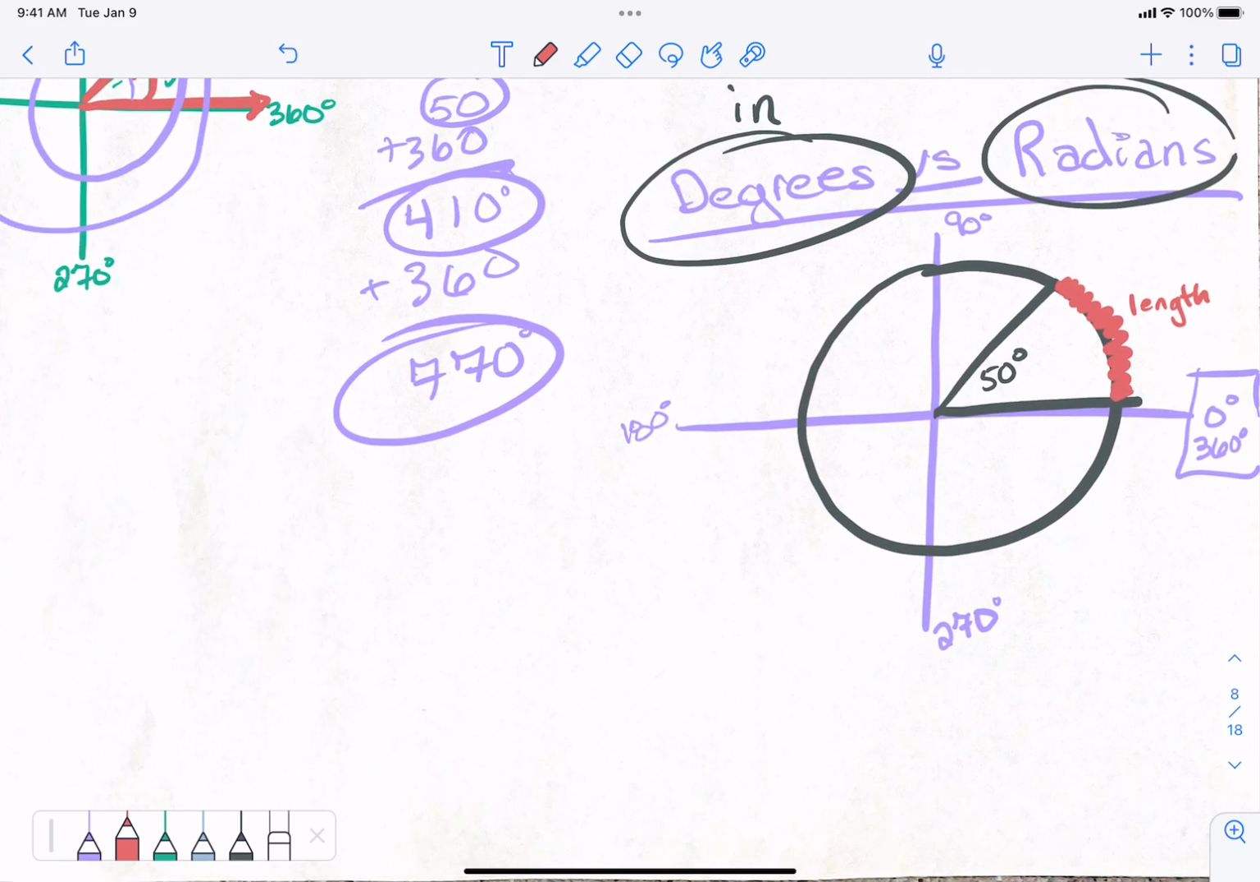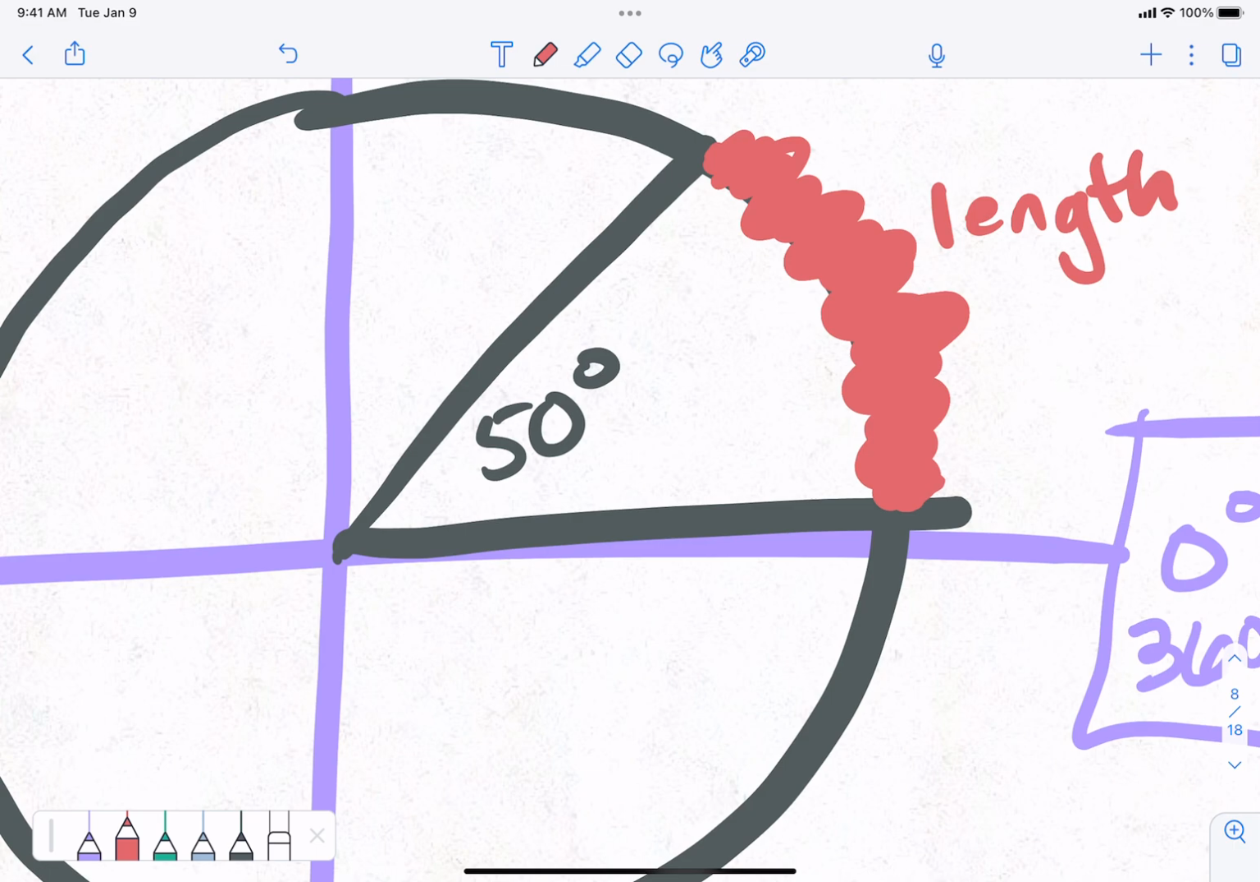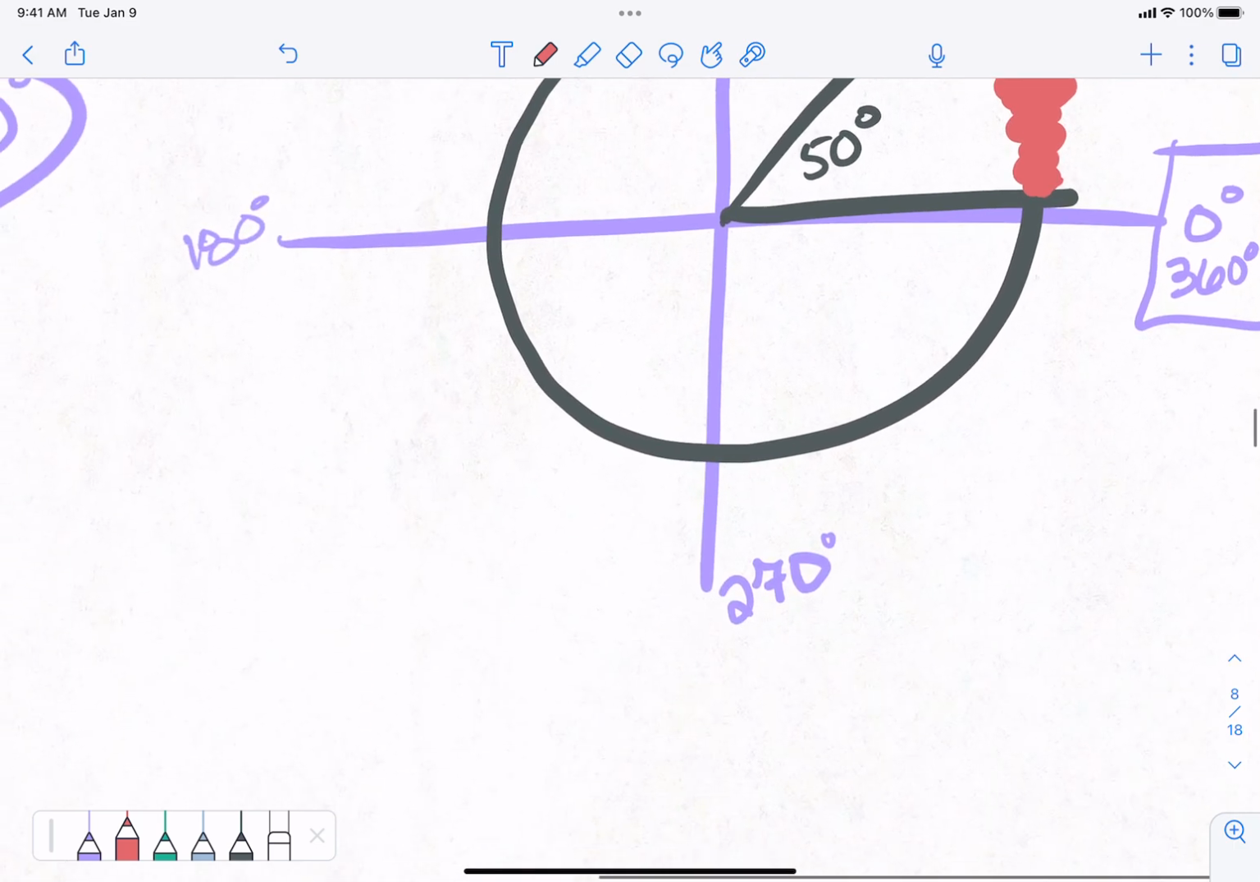So we're going to talk about radians in terms of a pie crust. The crust all the way around is like finding the circumference. Circumference is the distance around the circle, right? So if we're talking about pie crust, we're talking about circumference. Do you guys know what that is? What's the formula for the circumference of a circle?